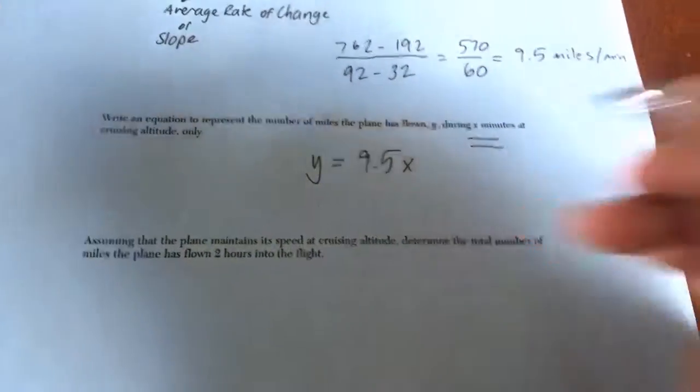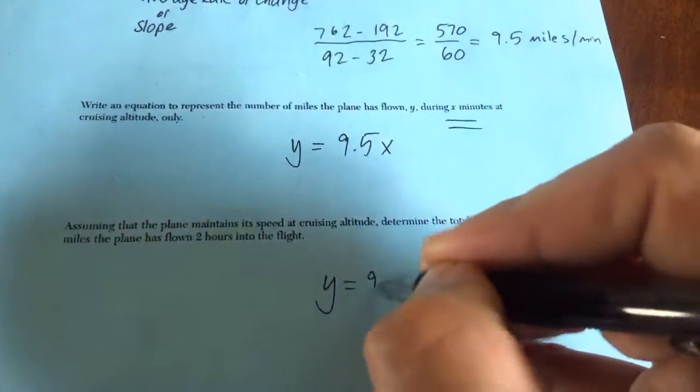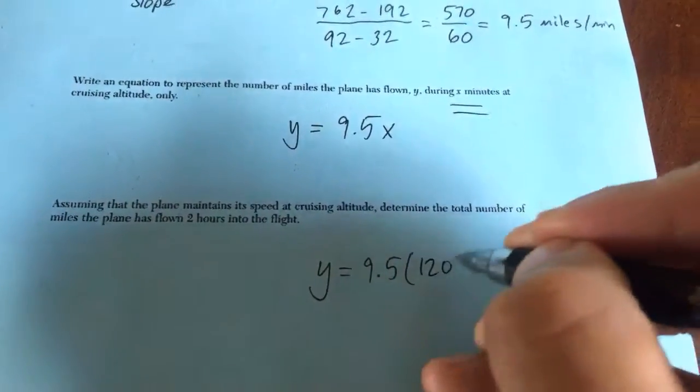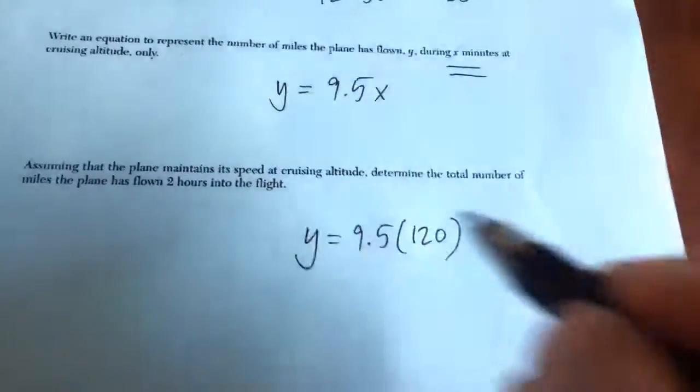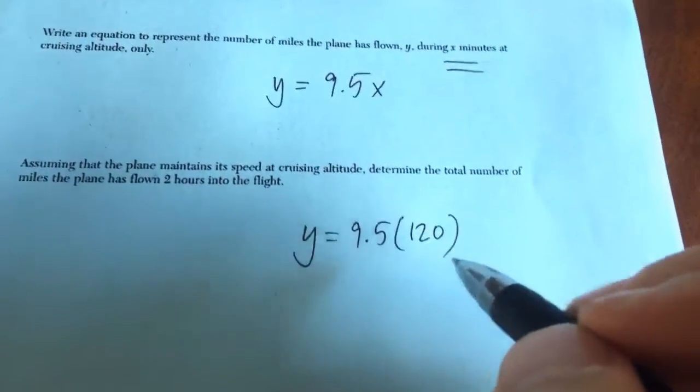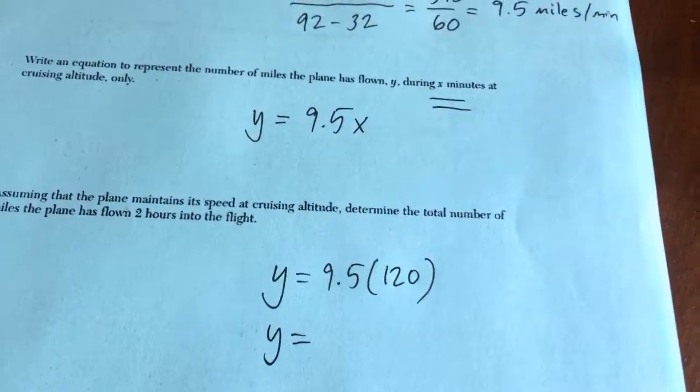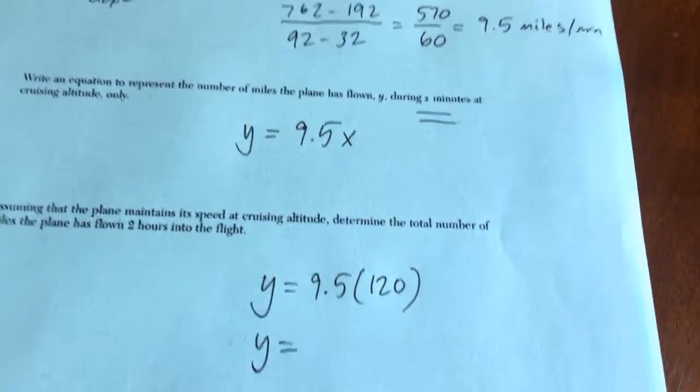Now remember, x is minutes. So what we have to do is say 9.5, and now there are 120 minutes in 2 hours. Now if you put in 2 here, you would lose 1 point, but to get full credit, 120 is your better bet. 9.5.